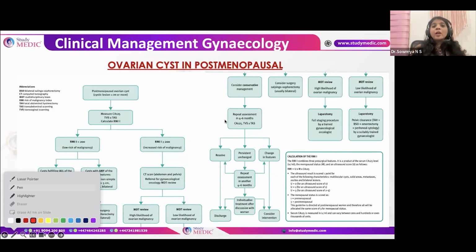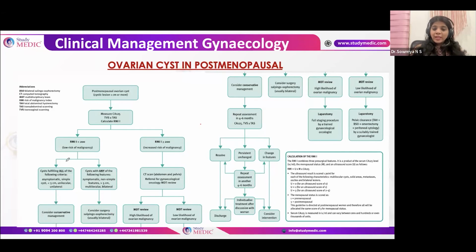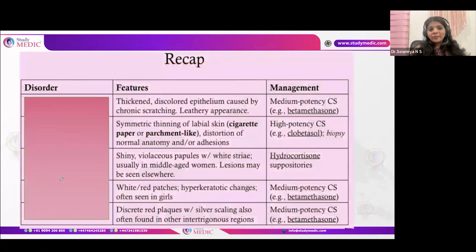Less than 200, look into the features. If it is a benign one, you can wait, repeat in 4 to 6 months. And based on that, persistent, enlarged, whatever, based on that, you would take your next call. Okay. I'm just taking you through the flow charts because the rest of the things you guys know very well.